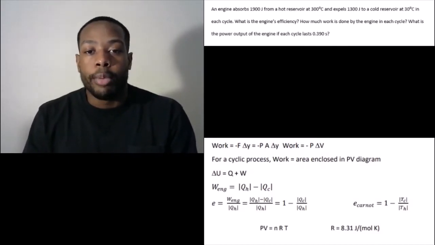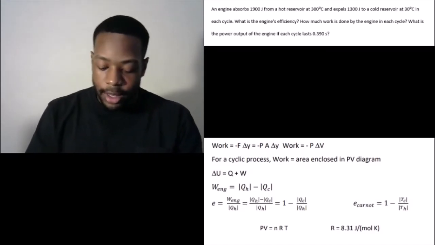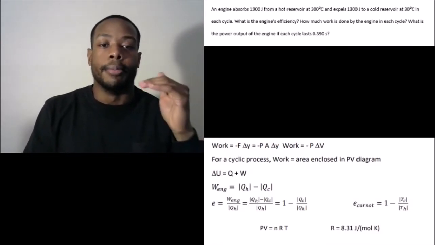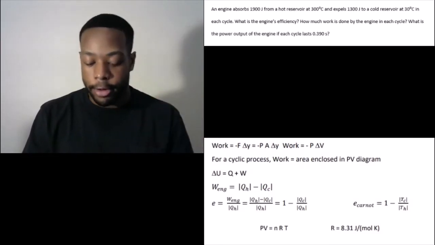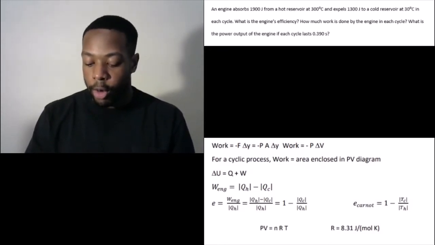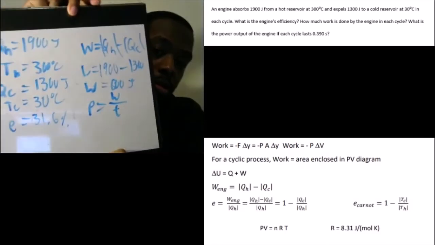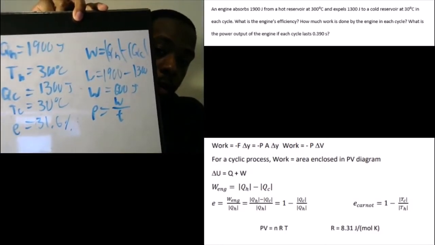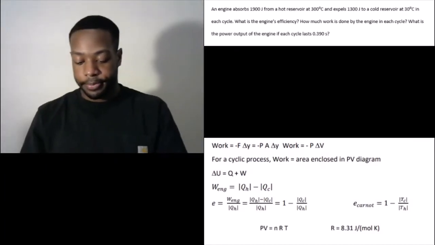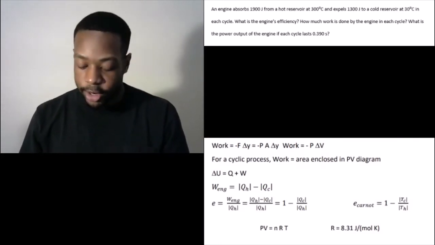What is the power output of the engine if each cycle lasts 0.390 seconds? This isn't very complicated either. Power output we know is going to be work per time. We know what our work is, and we know what our time is, the 0.390. So we're going to plug work and time into our equation. Our work is 600 and our time is 0.390.